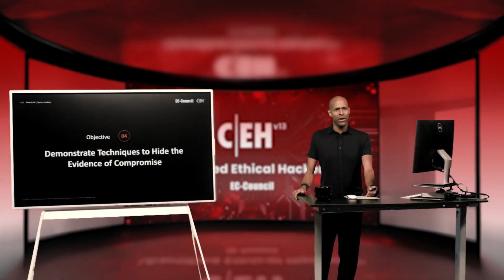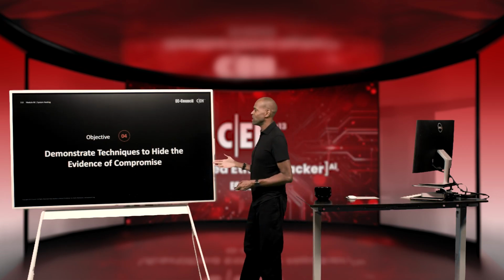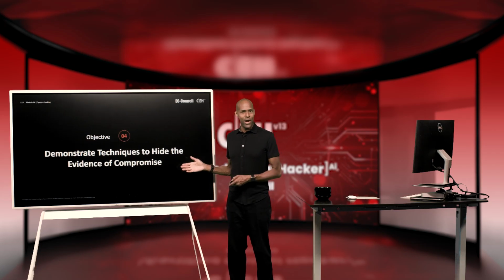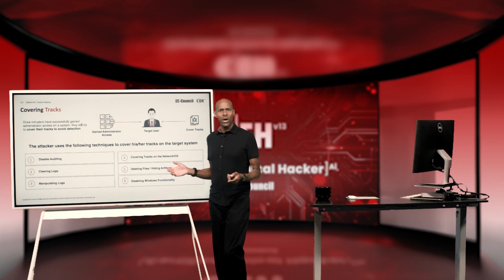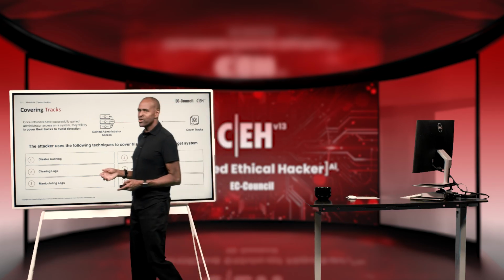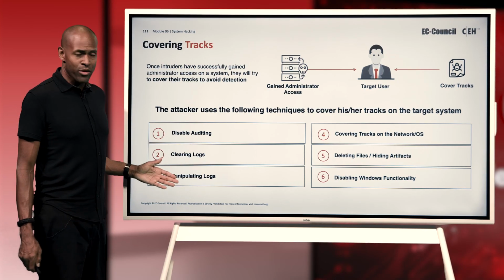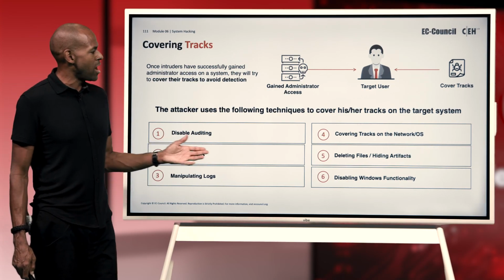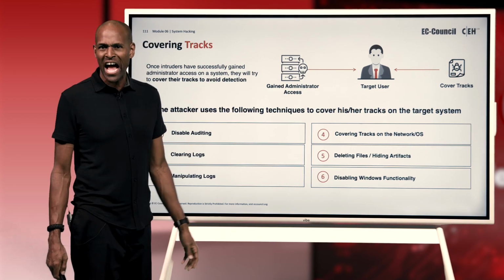Okay, so now we are in the last objective, which is number 4. In the last objective, we're going to hide more stuff. We want to get rid of evidence of compromise. We don't want anybody to know that we are there. And so there are several things that we want to do to cover our tracks. If you look over here on the far left, we can disable auditing, clear logs. We can manipulate logs. We can cover the tracks in the network and the operating system, deleting artifacts.